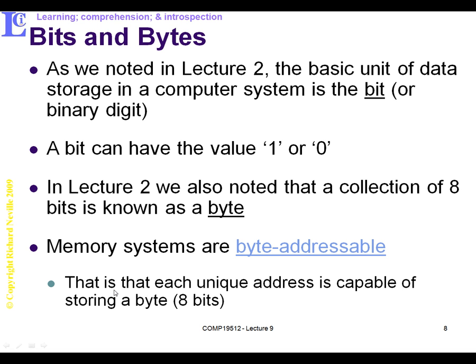Now let's look at this sentence at the bottom that tries to highlight this. And I'm going to read this out and then maybe explain this. That is, each unique address is capable of storing a byte. Open brackets, 8 bits, close brackets. So what it means is if you set up an address to a byte addressable memory, you will be addressing 8 bits at that location. So byte addressable means you're going to address 8 bits of information given a specific address.